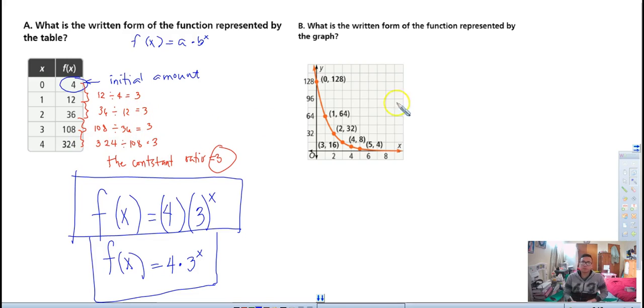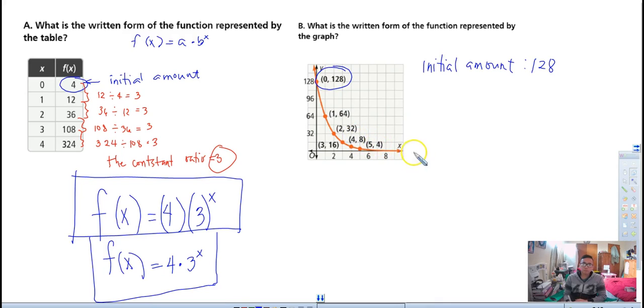How about this table here? What do we think is our initial amount? The initial amount would be when x is 0, and we have 128. So the initial amount is 128. Take a look at when x is 0, what will be the value of y, or of the function? So 128. Now take a look at the y values: 64, 32, 8, and 4.